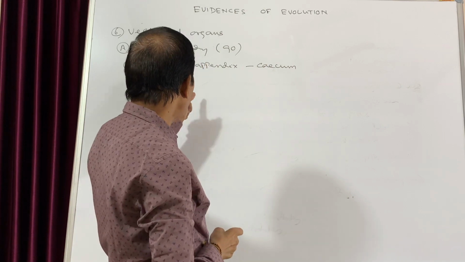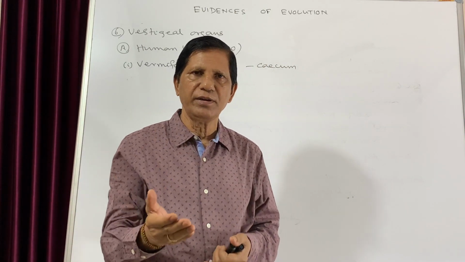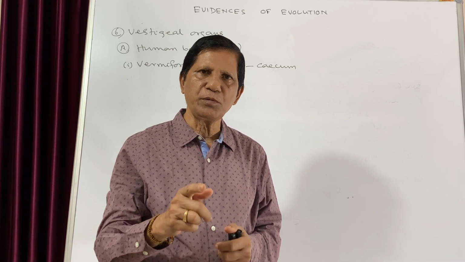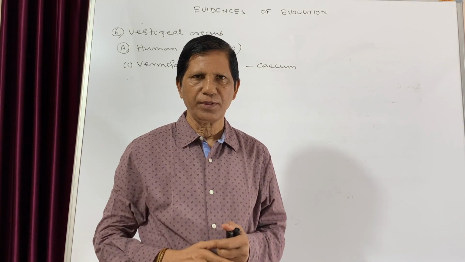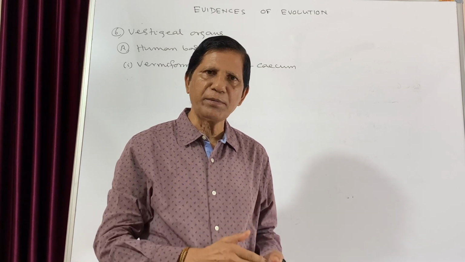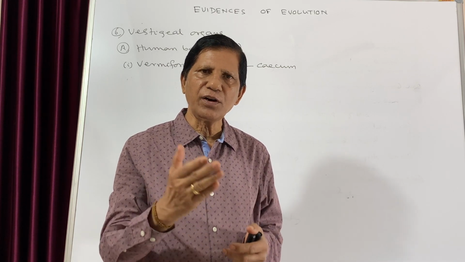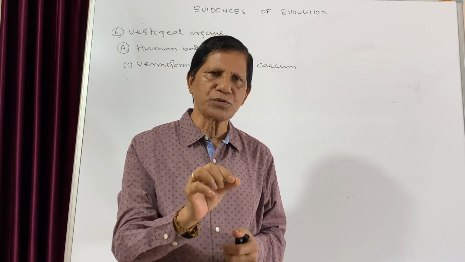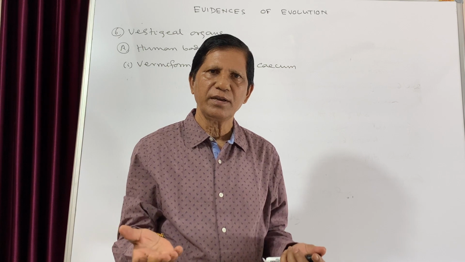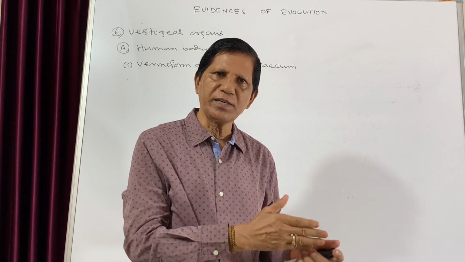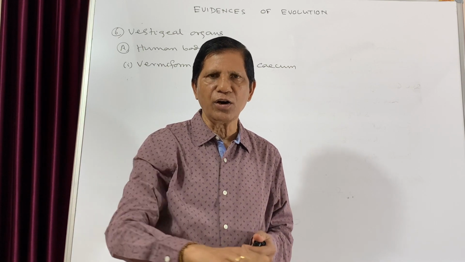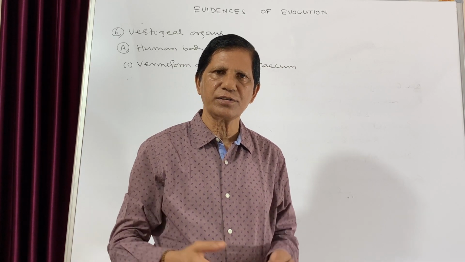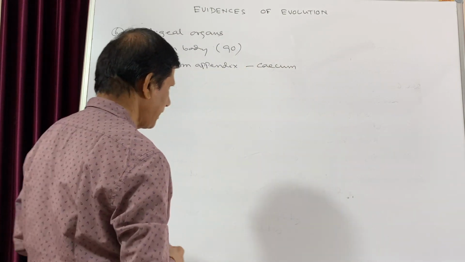Usually this vermiform appendix is well developed in all herbivorous animals because it is responsible for digestion of cellulose. But in case of human beings, digestion of cellulose is not required. That is why the vermiform appendix has become reduced and is almost non-functional. That means it indicates that human beings have evolved from herbivorous animals like a cow, rabbit, goat, horse. So this is one example.